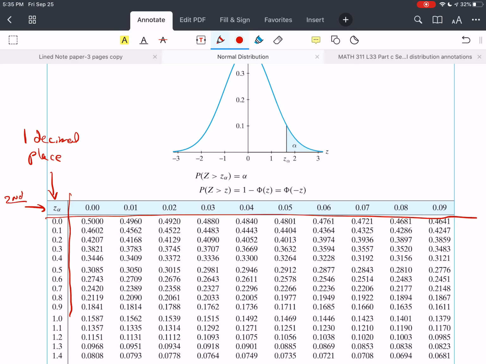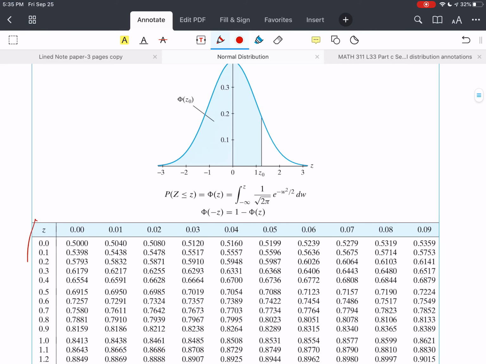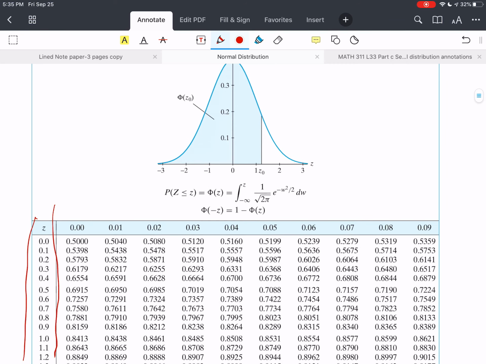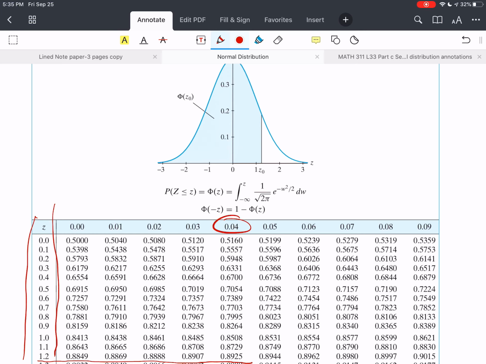Now I need to find the probability that z is less than or equal to 1.24. So I come down on this side, the first decimal place, and find 1.2, and I go across until I get underneath the 0.4. So I have 1.2, and then the second decimal place is a 4. So 0.8925. Whoops, I always forget to turn on my pen. 0.8925. So this is phi of 1.24.